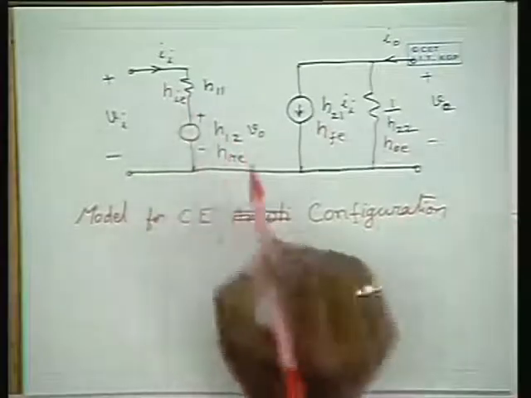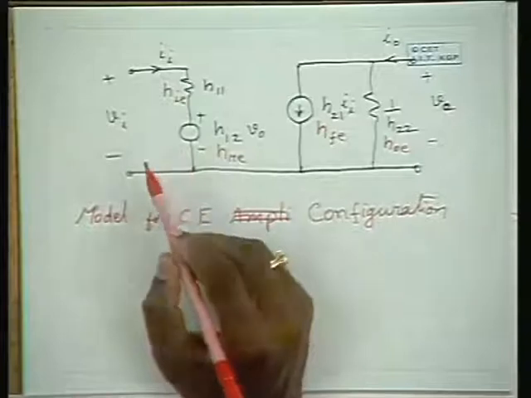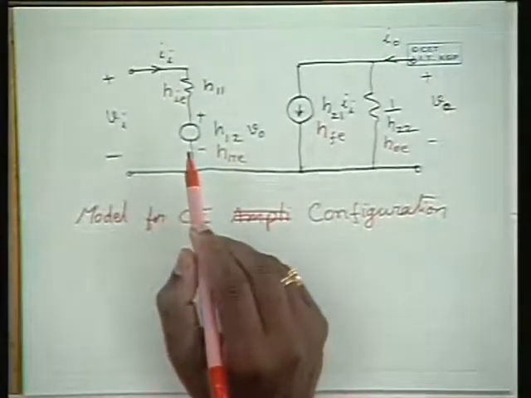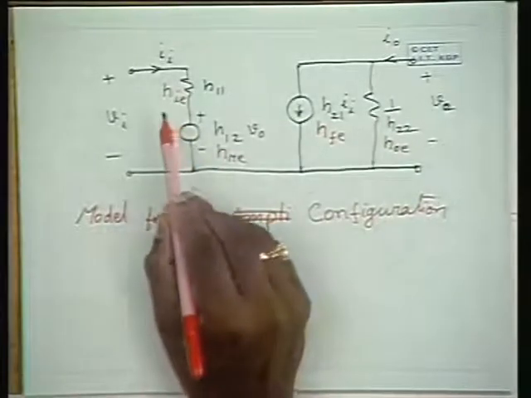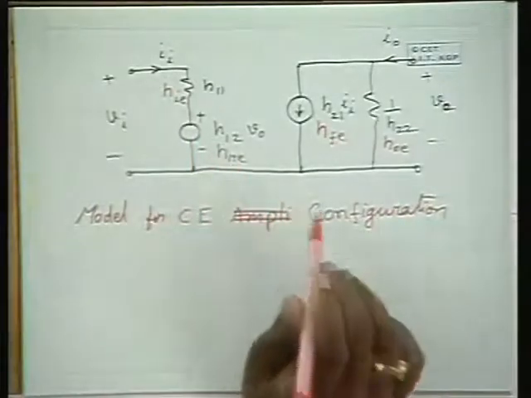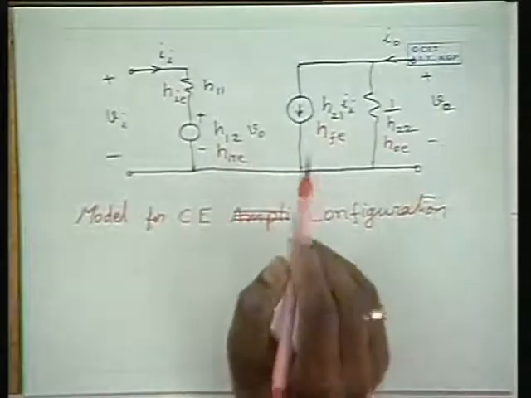So, to indicate the common emitter configuration there. So, what does HIE mean? HIE is the input open circuit, short circuit input impedance parameter for common emitter configuration. HIB is for common base configuration.